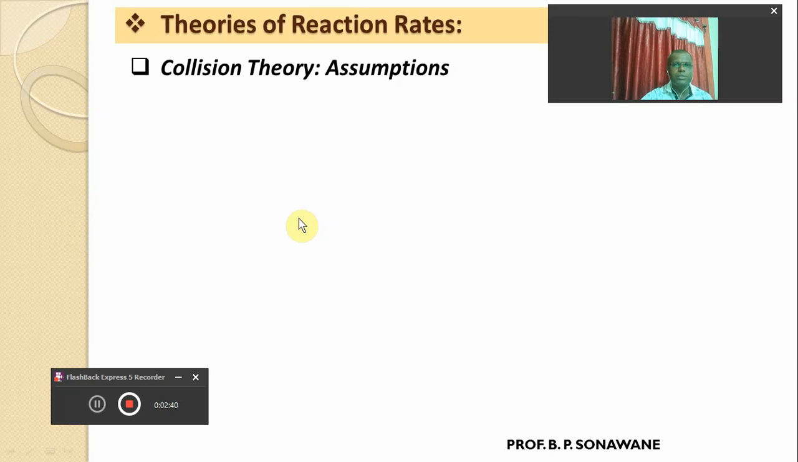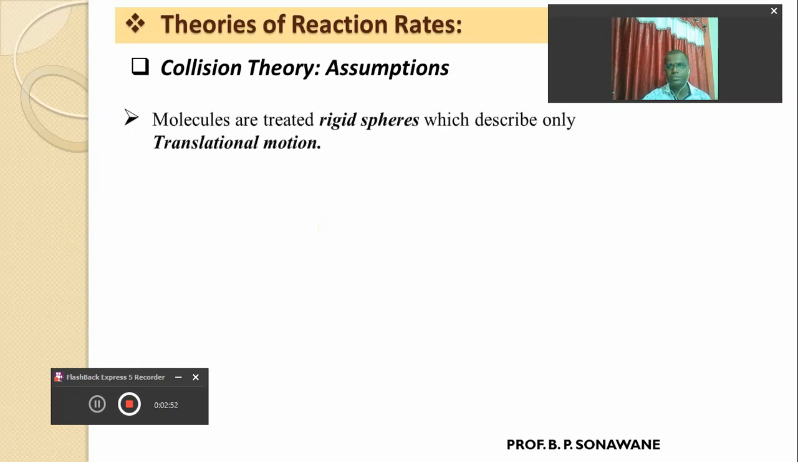So what are the assumptions of this collision theory? Because with the help of these assumptions of collision theory we are also able to derive the equation for the rate of reaction, or the rate equation for the gaseous reaction. Here, the first assumption stated by the collision theory is that the molecules are generally treated as rigid spheres which show only translational motion. So according to the collision theory, the molecules are treated as rigid spheres and show only translational motion.